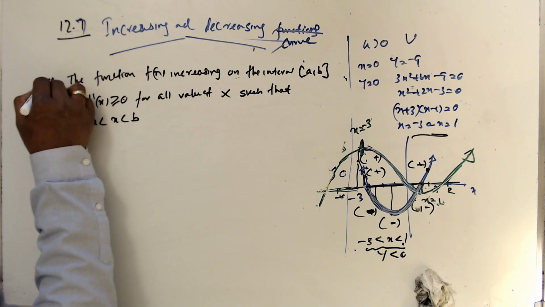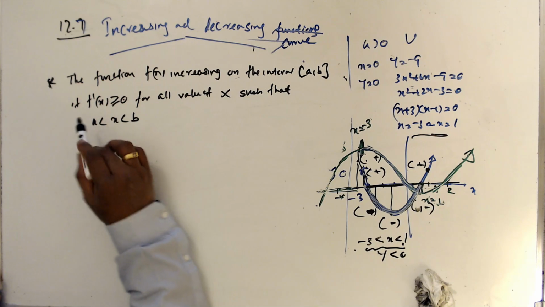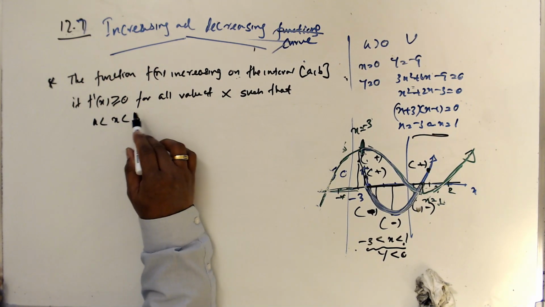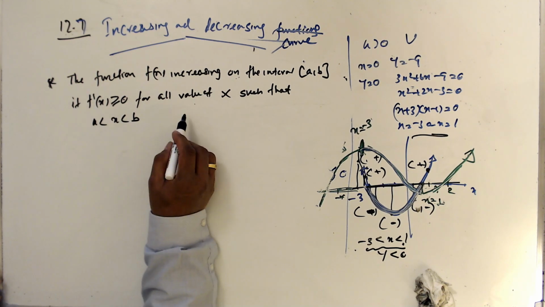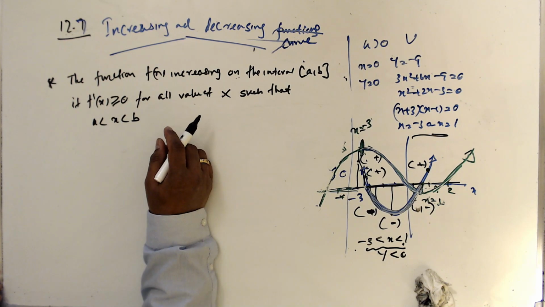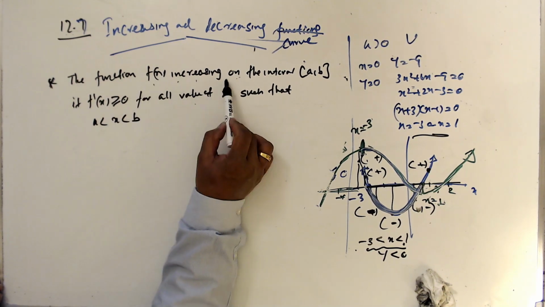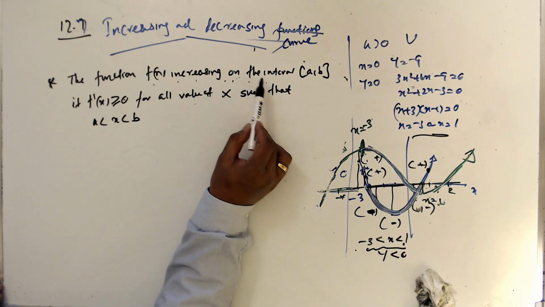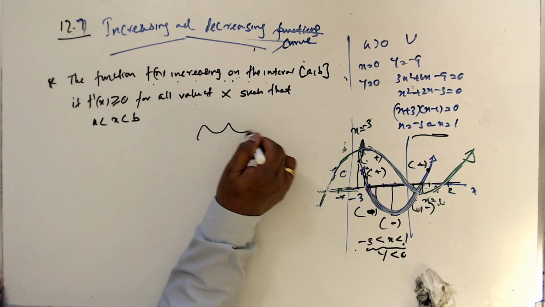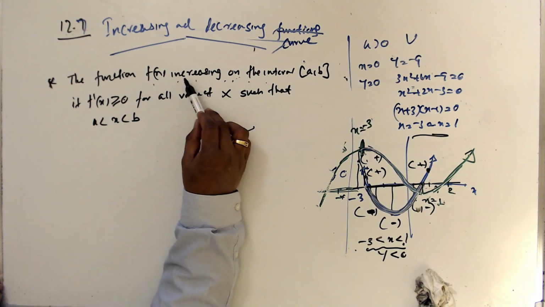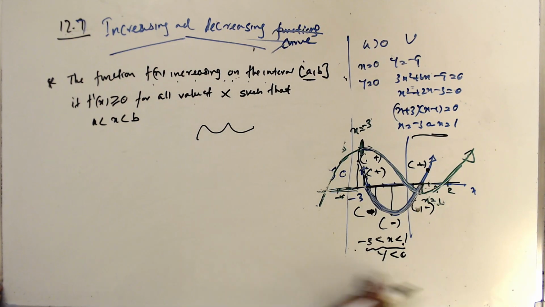So I wrote the definition in the book. The function f(x) increasing on the interval a b if f dash x greater than or equal to 0 for all the values of x such that a x b. Now the function f(x) is increasing on the interval. Function or curve can increasing and decreasing. So out of that we are taking an interval. What is that interval? AB.